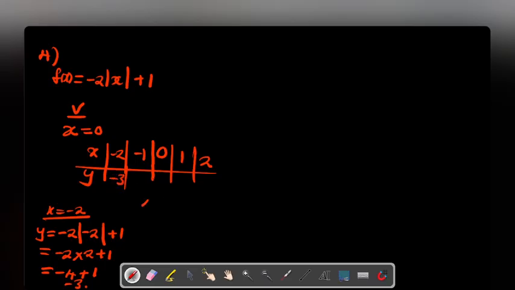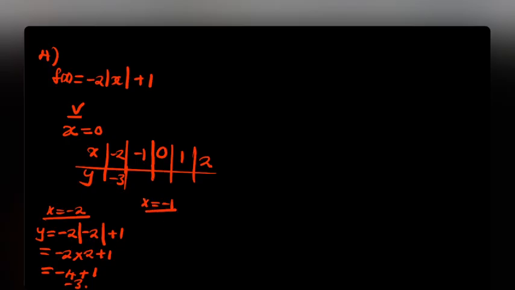Then again, when x is equal to -1, what value are we going to get? We have -2, then what is x? We put -1, then plus 1. So now we have -2 times the absolute value of -1, which is +1, then plus 1. So this gives us -2 times 1, which is -2 plus 1. So this gives us -1.